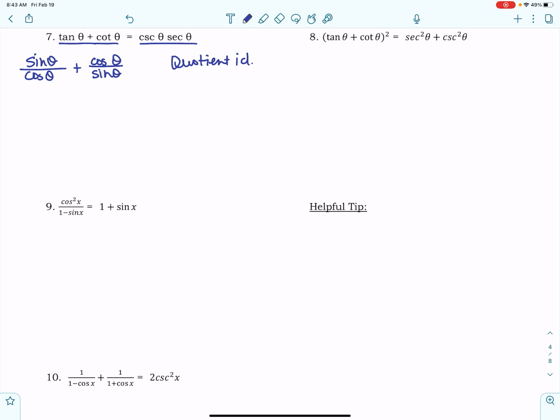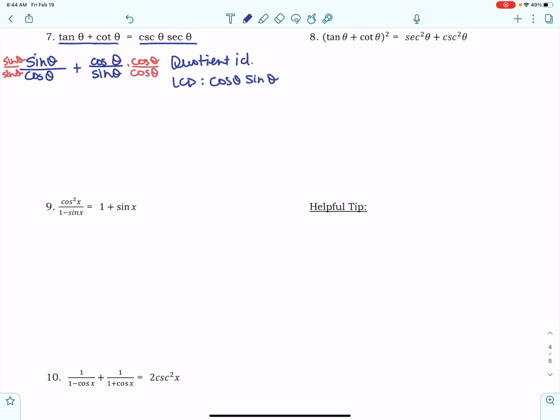All right, so the next thing I can do, and now I've got two fractions, so I need to get an LCD. So I'm going to get a common denominator of LCD, and it's going to be cosine theta sine theta. So, of course, I've got to multiply this side by cosine theta over cosine theta because the denominator's missing the cosine. And over here, I've got to multiply the numerator and denominator by sine theta.